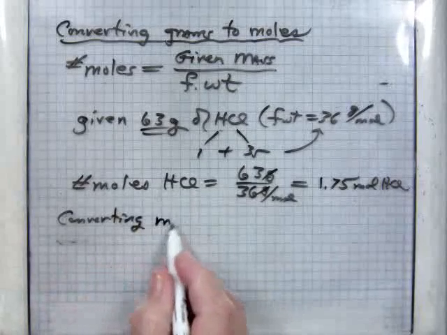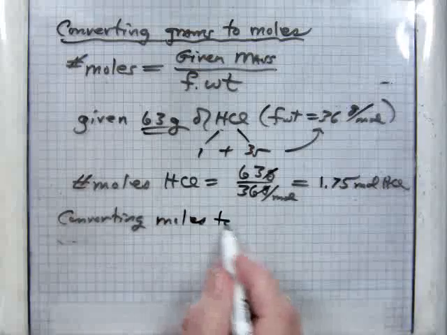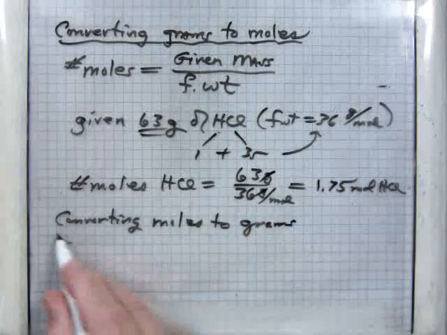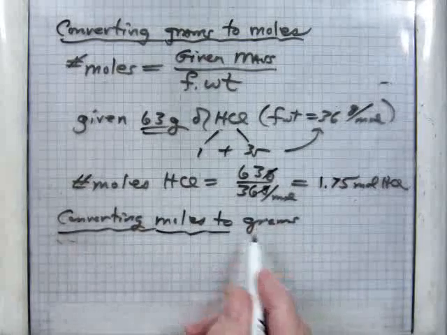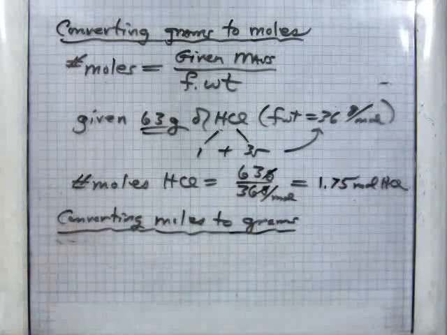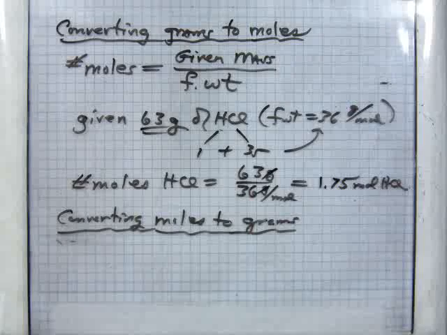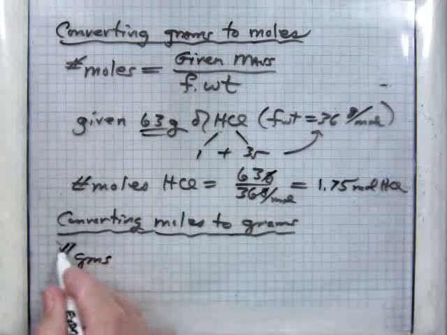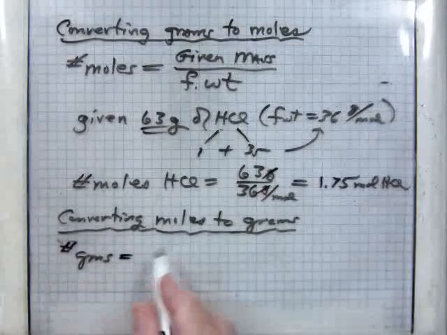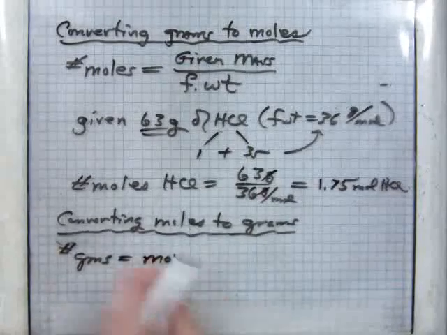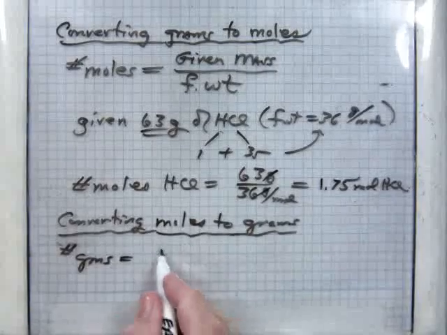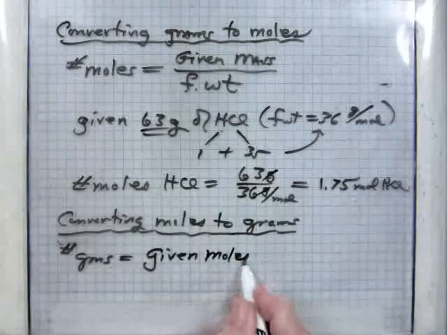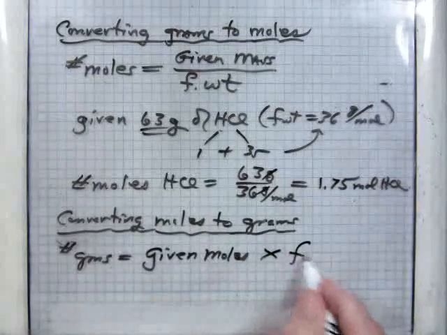Converting moles to grams, you multiply times formula weight. That is, grams is equal to moles, or given moles, times formula weight.